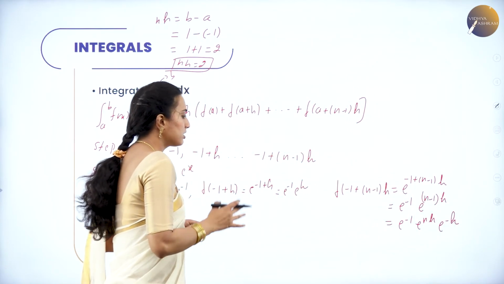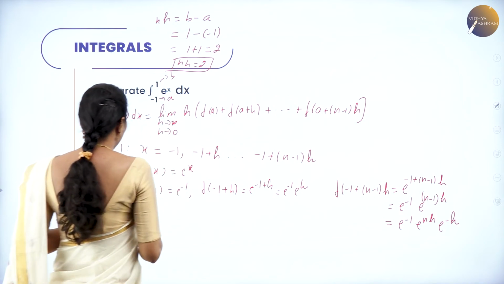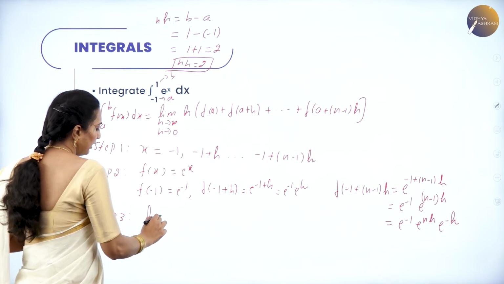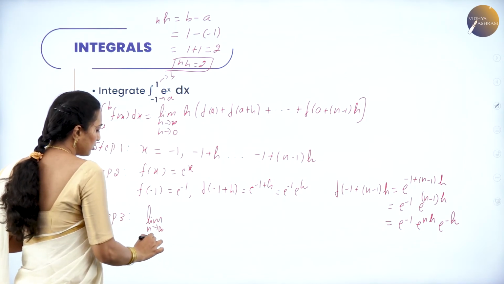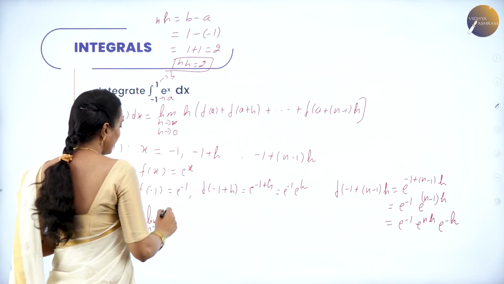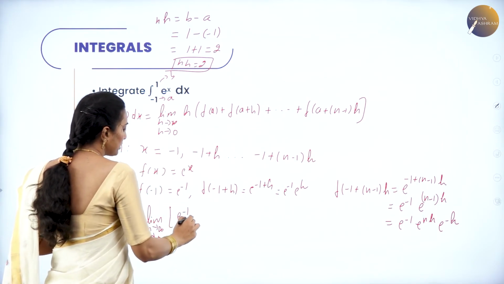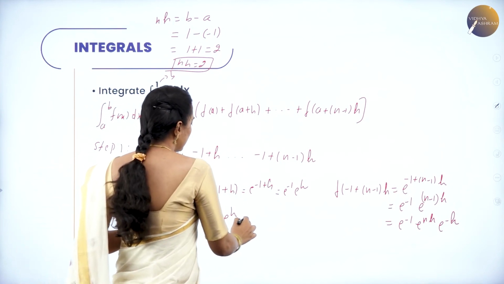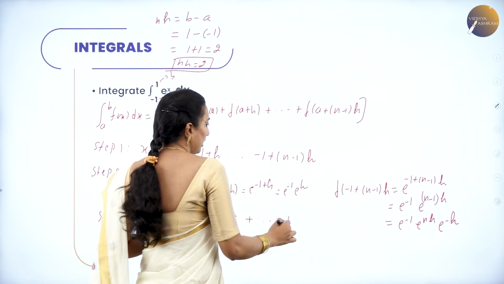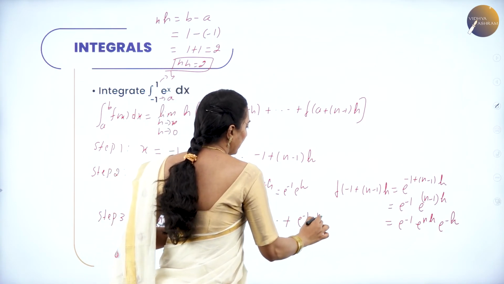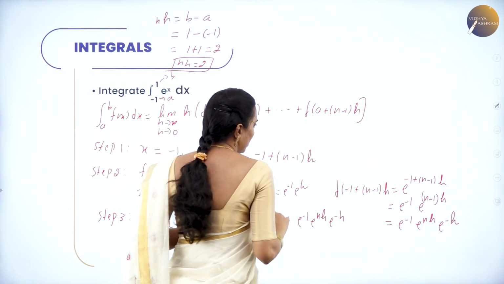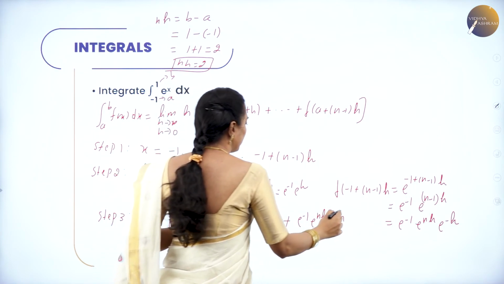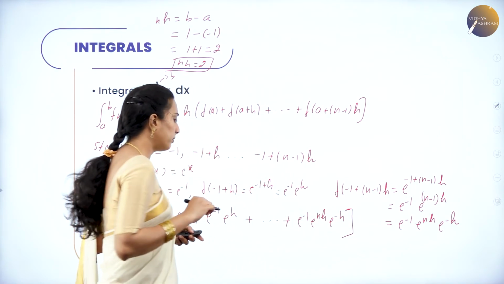Okay. Now next, step 3 is substituting in the formula, limit as n tending to infinity, h tending to 0. Now you are getting f of a, which is e power minus 1 plus h, is e power minus 1 into e power h plus etc. plus e power minus 1 into e power nh into e power minus h. Okay. So therefore, you can have this will be equal to, because h will be multiplied there.